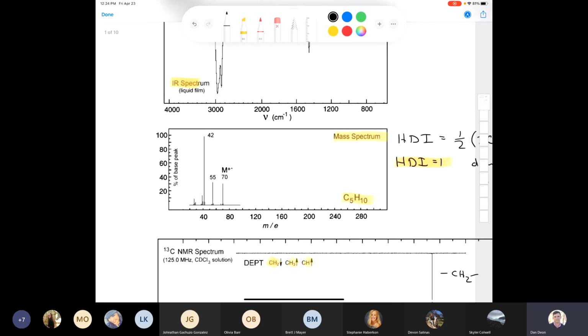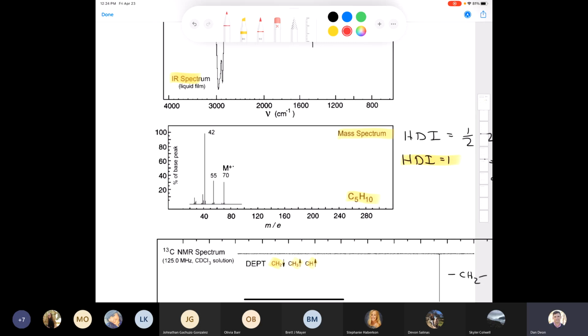I have a question for my students about the MS. You see that the molecular ion has a mass over charge of 70. Could anybody tell me if there's a conclusion I could draw just by looking at my molecular ion, just the fact that it has a mass of 70? What kind of conclusion could I draw from that? Boom, very quickly.